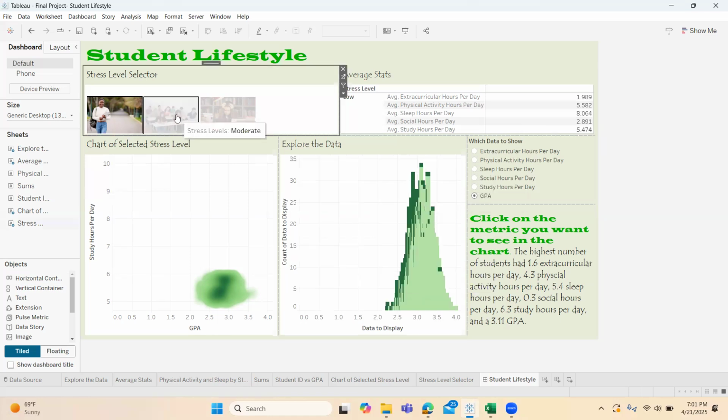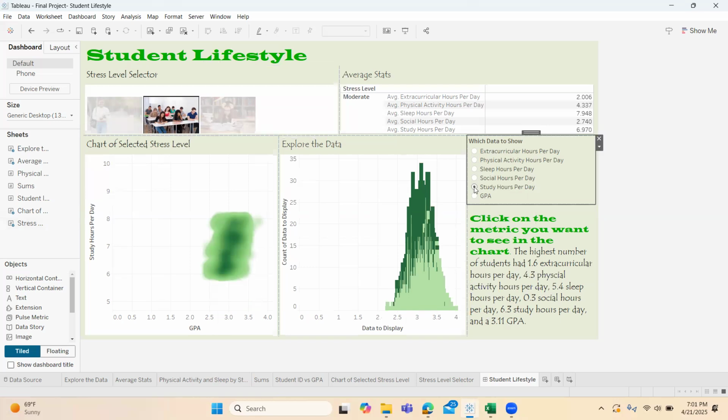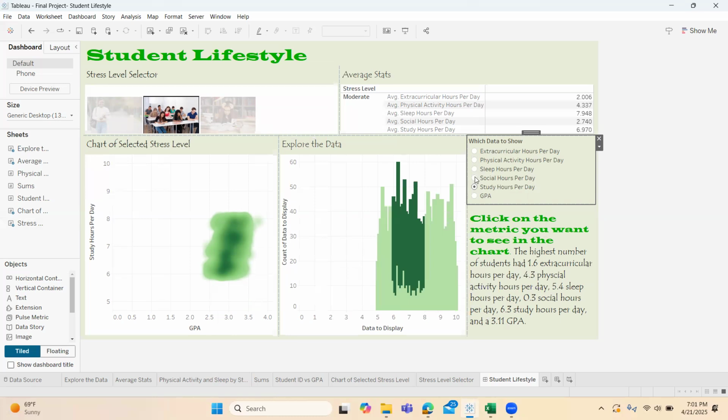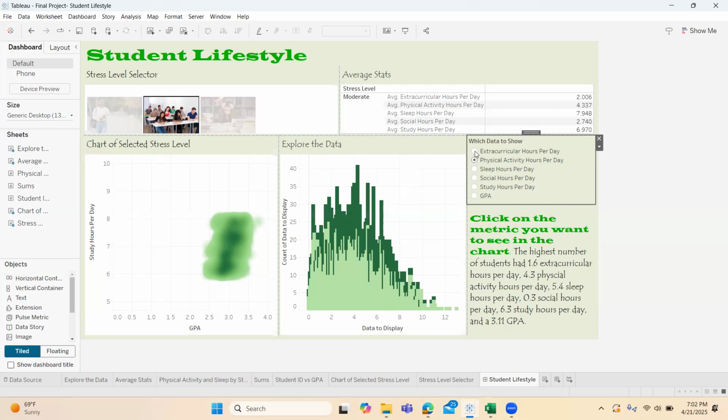And then we already looked at GPA. So if we look at moderate stress, we have a pretty even GPA. Study hours should look about the same, kind of in the middle. Social hours all over the place. My computer's going slow. Sleep hours, kind of in the middle, somewhat in the higher. Physical activity, kind of all over, and extracurriculars all over.